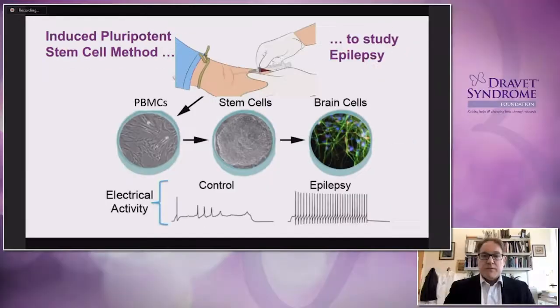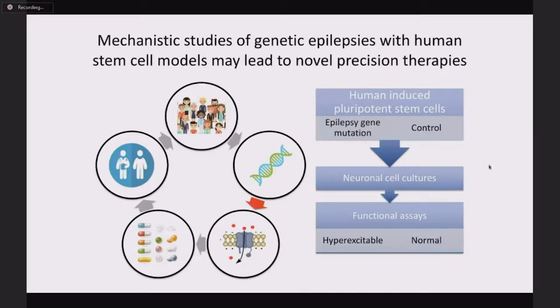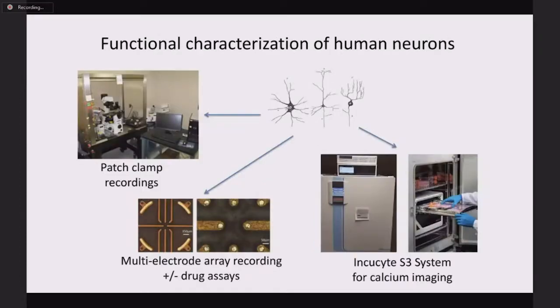These days, we don't have to use skin cells. We mainly use peripheral blood mononuclear cells, so it's a blood draw instead of a skin biopsy to obtain samples. And again, the idea is to compare pluripotent stem cells with an epilepsy gene mutation versus control, differentiate them into neurons, and then do functional assays looking for hyperexcitability with the goal of testing drugs and coming up with precision therapies for genetic epilepsies. How do we characterize the function of human neurons?